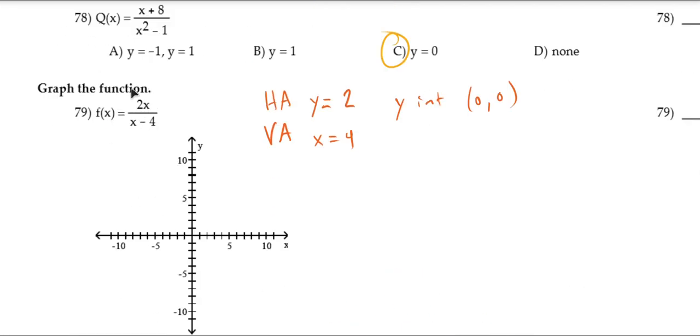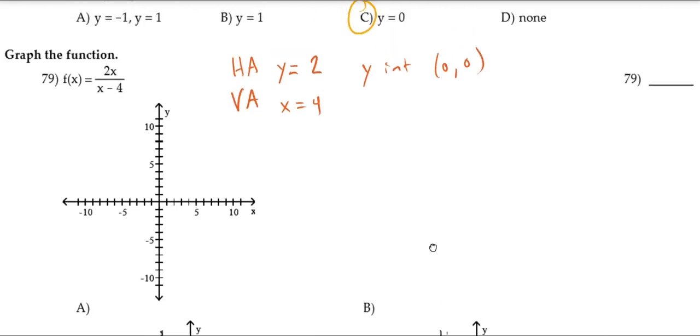To graph this function, it's helpful to note at least two qualities of it. We could notice it has a horizontal asymptote. These have matching degree, so it'll have a horizontal asymptote at the ratio of the coefficients of the leading terms. That's 2 over 1, or y equals 2. We might notice that it has a y-intercept of 0. If I plug in 0, I get 0 over minus 4, which is just 0 again. So we know where this thing hits the y-axis. And we also have a vertical asymptote at x equals positive 4.